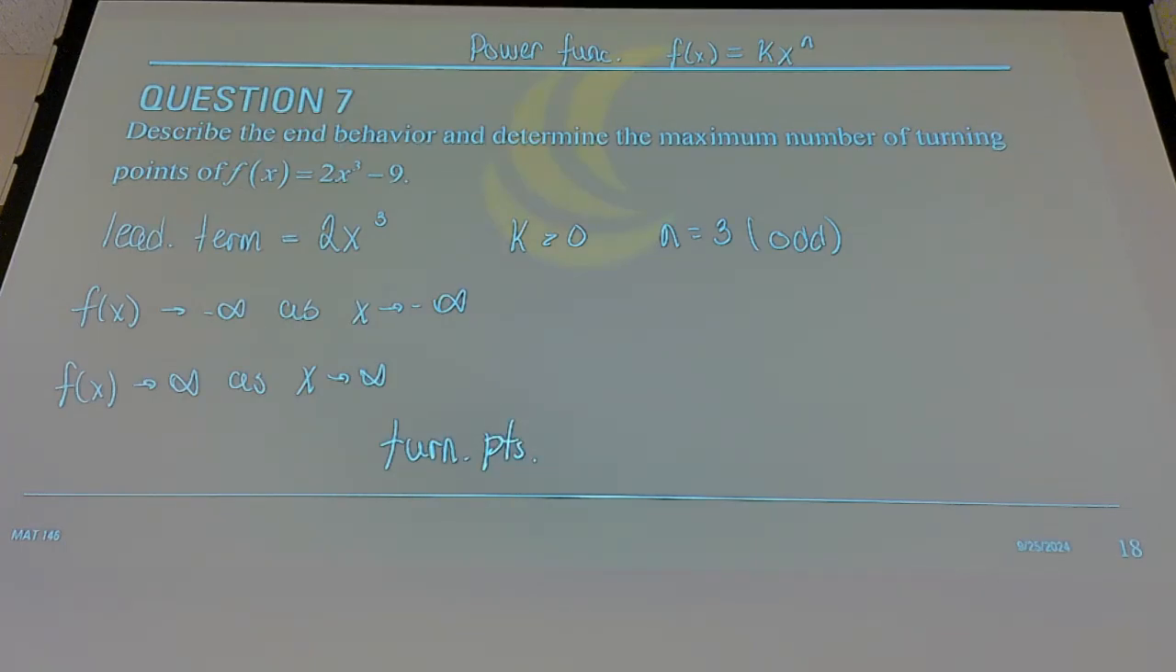What's the maximum number of turning points it can have? How'd you get 2? N minus 1. Degree minus 1. So it's going to have either 0, 1, or 2, right? It can't have a negative number of turning points. That wouldn't make sense.